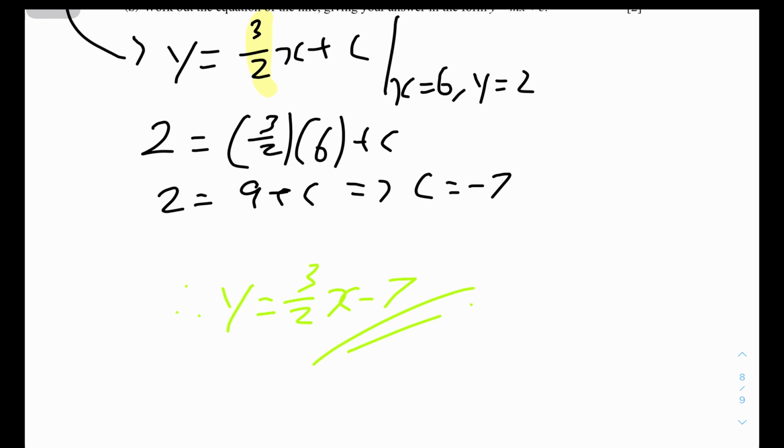And that's it for this question. It's only for coordinate geometry questions. And I hope you'll find it useful and helpful.